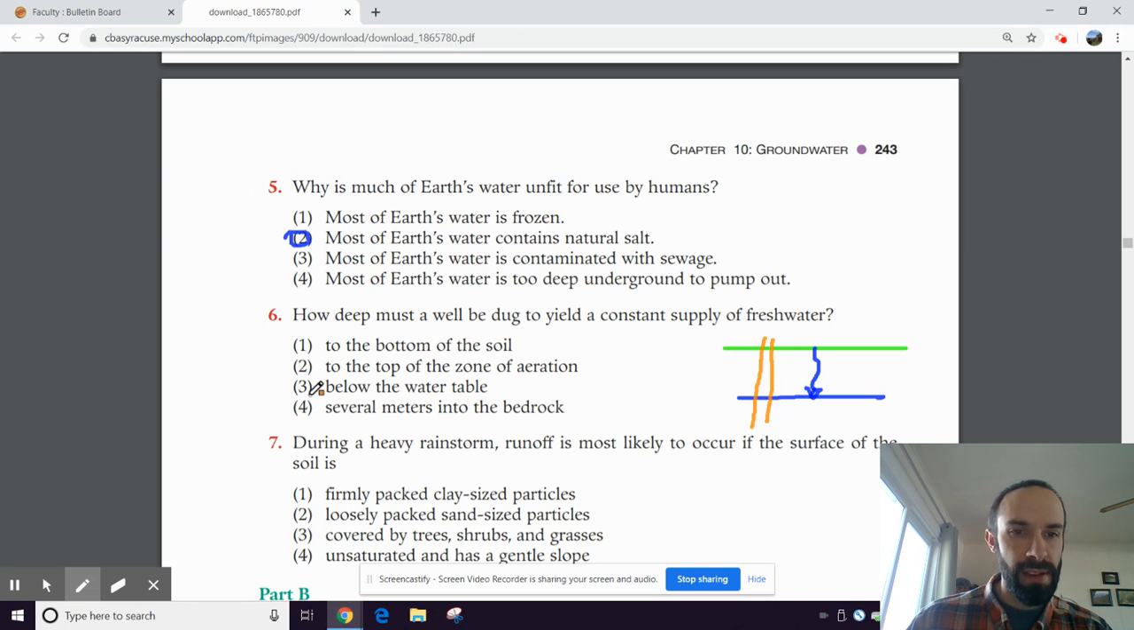And so the answer to this question is number 3. If the well didn't go down below the water table, then it's going to be sucking up air. It's not going to do anything. Okay? All right. Number 7.